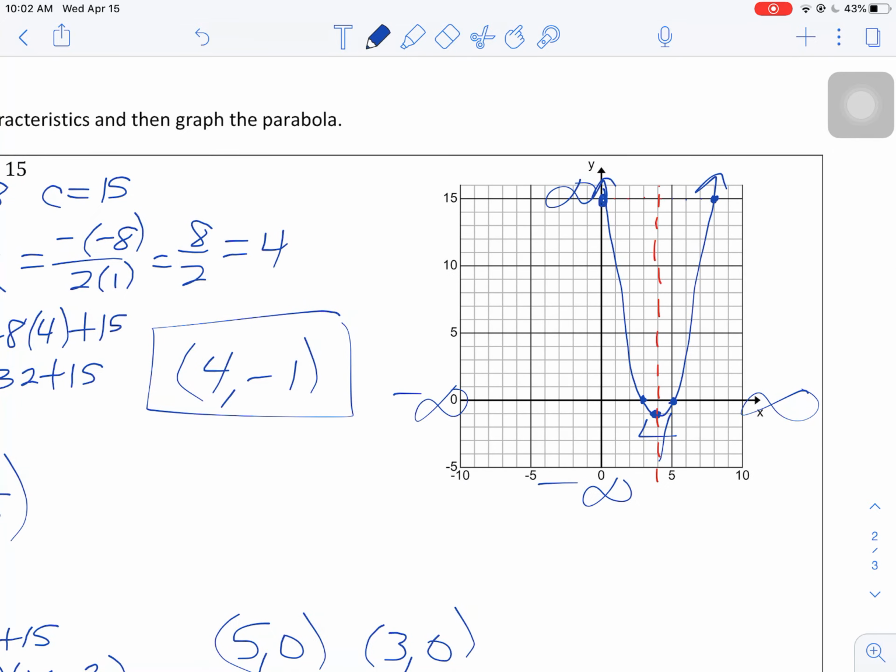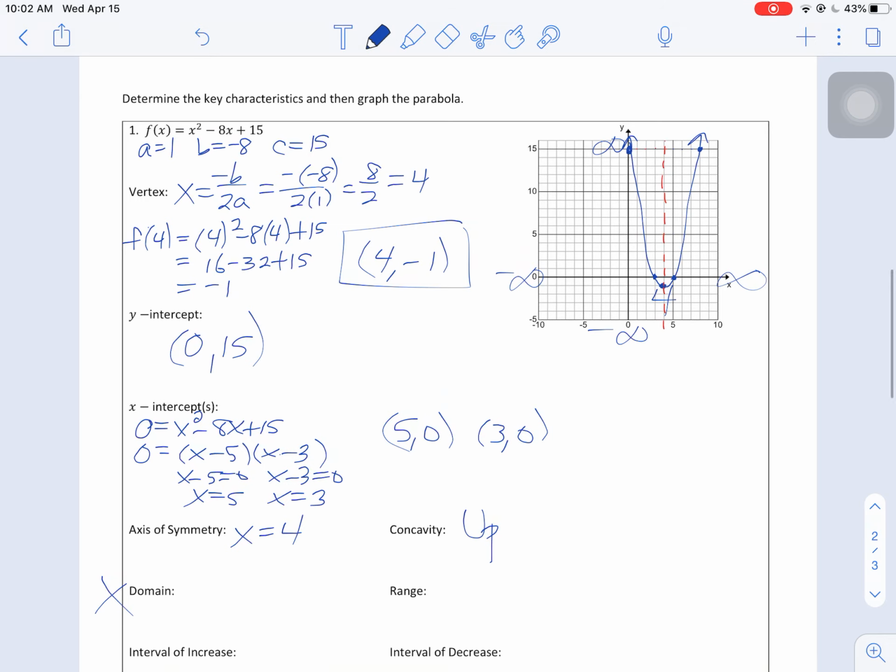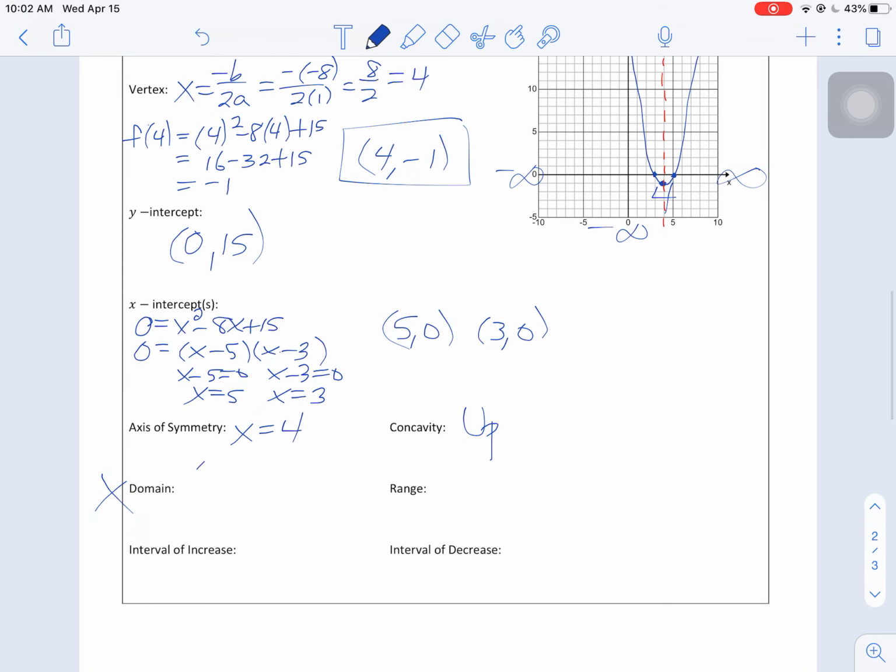Speaking of domain, domain is all of your x values going from little to big or left to right. So this parabola just keeps going forever and ever in both directions. So our domain is simply negative infinity to infinity.